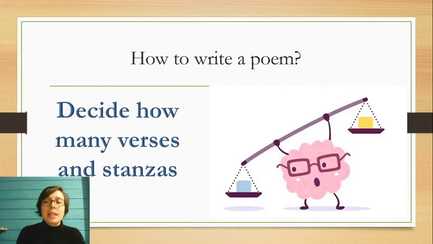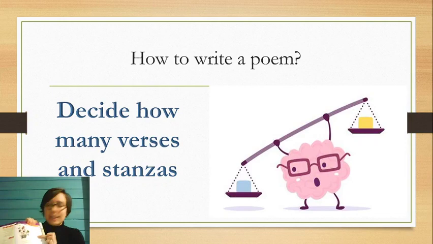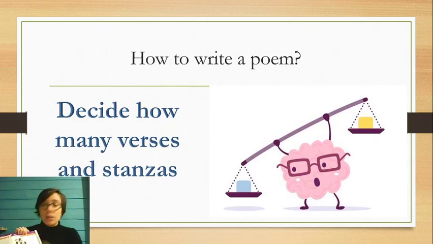Luego, then, decide how many verses and stanzas. How many? ¿Cuántos? How many stanzas? This poem has 2 stanzas. How many stanzas does your poem have? ¿Cuántas stanzas va a tener su poema? En este caso tiene 2. How many verses? In this case, you have 8 verses per stanza. En este caso tienen 8 versos por stanza.